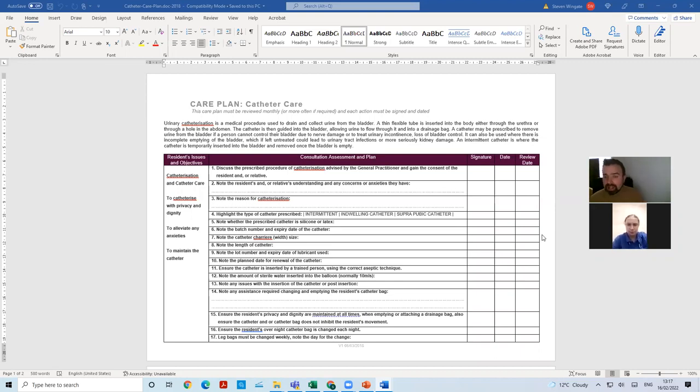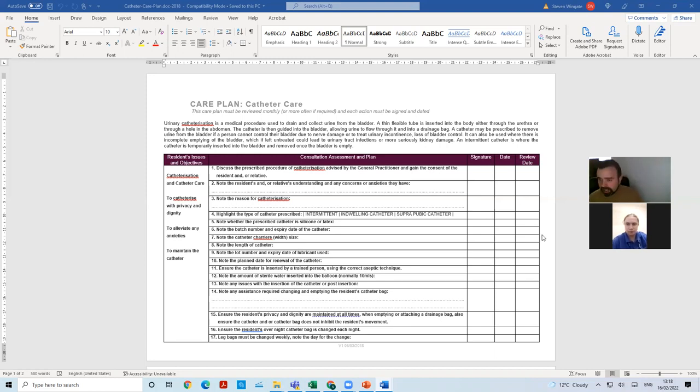So the top of the care plan is psychoeducation for the patient. If I were doing your care plan, I could read that to you and you would understand what this care plan is for. So that's the information bit around informed consent.